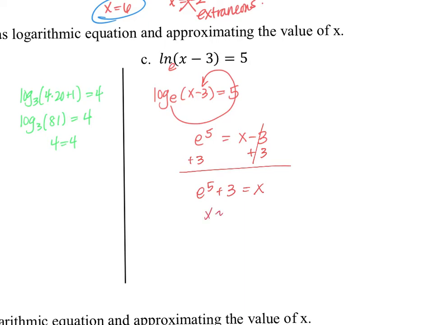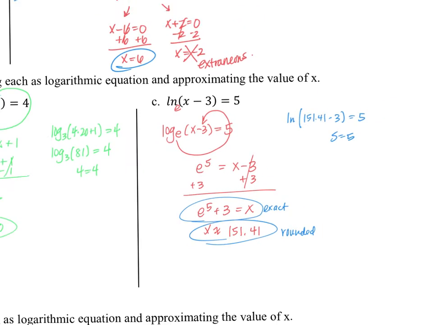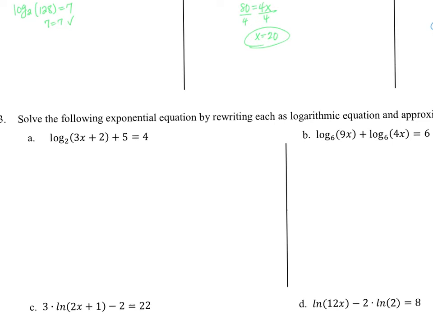And when you do that, you get x is approximately 151.41. Now we do need to check this. So you're going to use the natural log button on your calculator. Does natural log of 151.41 minus 3 equal 5? And you do get that they approximately equal. So that would be your answer. Again, this would be a rounded answer and this would be exact. So if you're asked to give the exact answer, you would give this one. Okay, all right, moving right along.